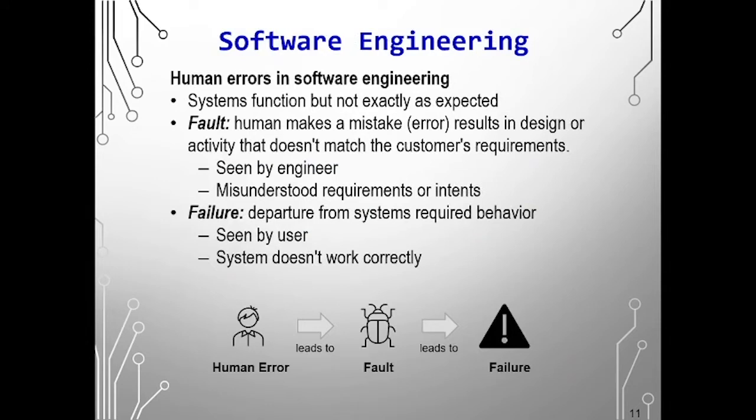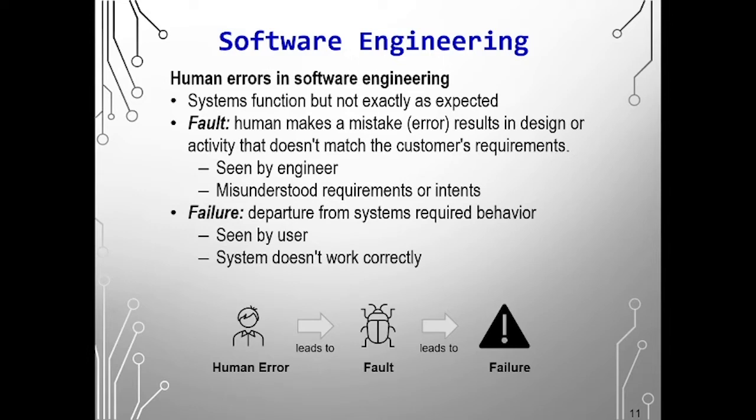Human errors in software engineering. When systems function, but not exactly as expected. Faults are human mistakes that result in a software design or activity that doesn't match the customer's requirements. And these faults can be seen by the engineer in the code. Often they come from misunderstanding the requirements in the first place.